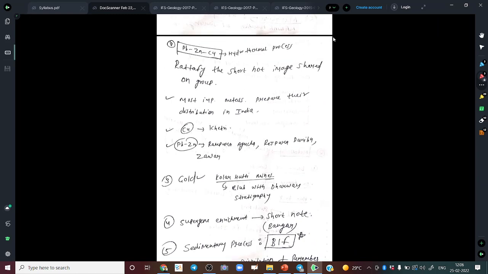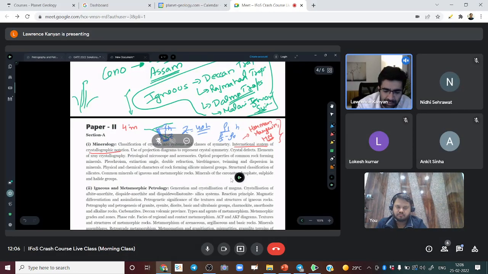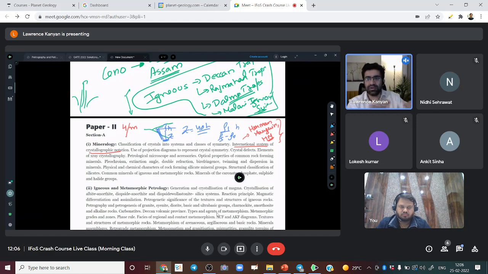Rotation is given by a number. A mirror plane is given by m. If the mirror is perpendicular to the rotation, you put a slash in between. That's all there is in HM notation. You just have to write it in lines. So this is rotation, this is mirror.